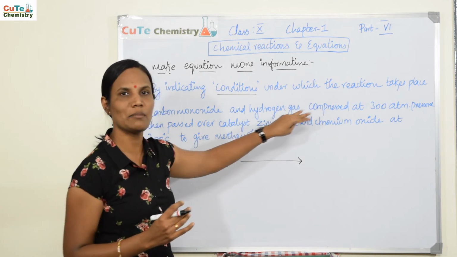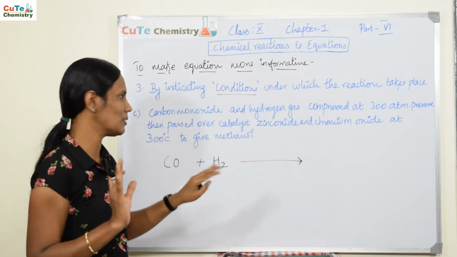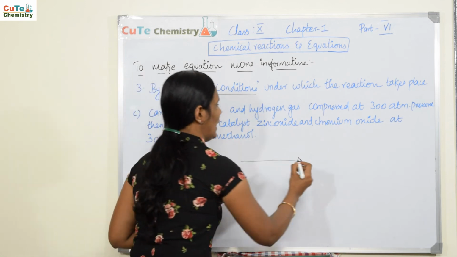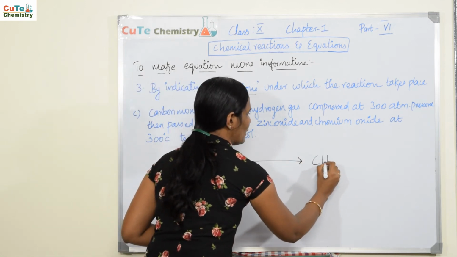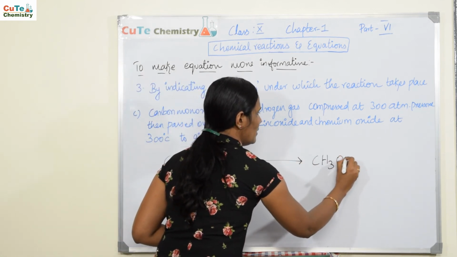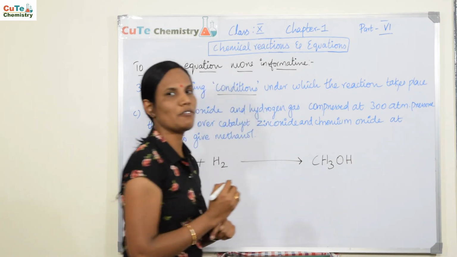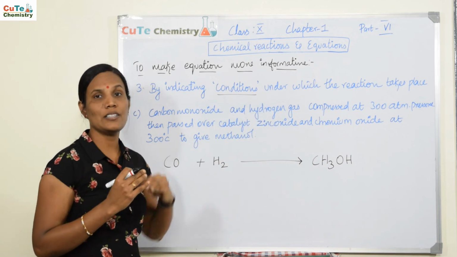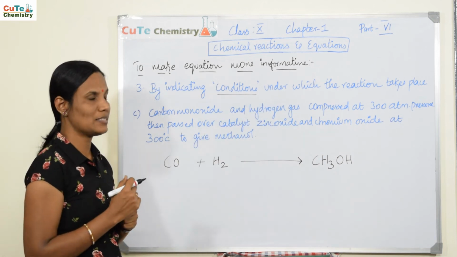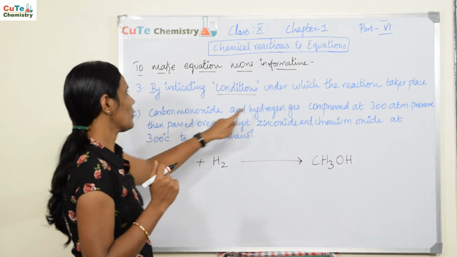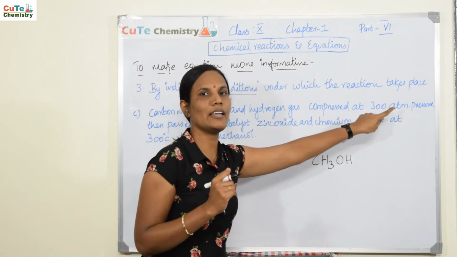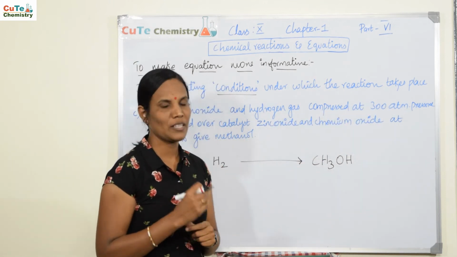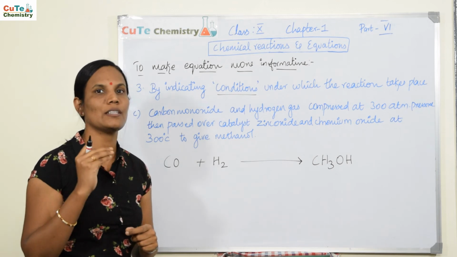In between we need some condition for the reaction to occur. Methanol is the end product. The formula for methanol is CH3OH. Now we will represent a condition in which the reaction can take place. This reaction is compressed at 300 atmospheric pressure. So 300 atmospheric pressure is required.